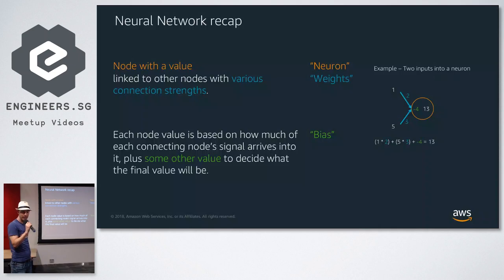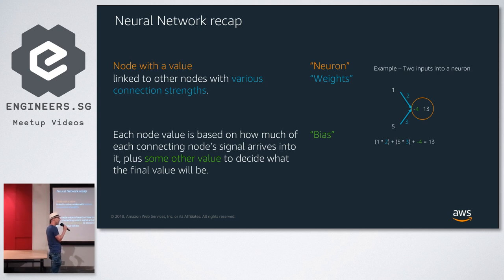Okay, well, before I get to that, let's just recap. What is a neural network? Neurons are just nodes with a value. They're linked to these other nodes with various connection strengths. Before, you just saw lines, but you could think of those lines as being thick or thin. And those connection strengths can vary. Based on the connection strengths and something else called a bias, the computation is going to hopefully end up being valuable for whatever our domain is. The bias is just another value that is going to determine if that node is excited or not.